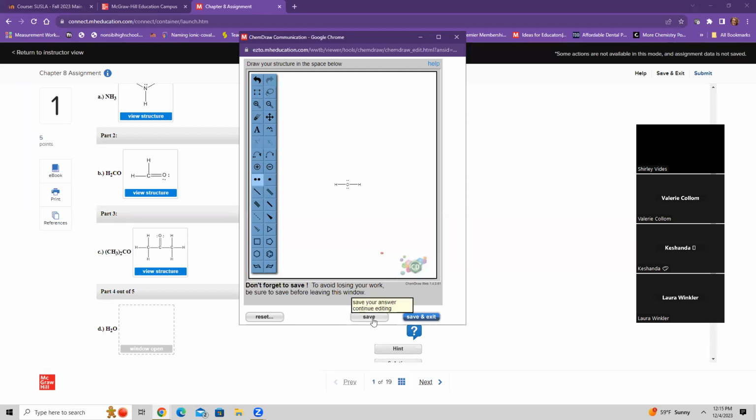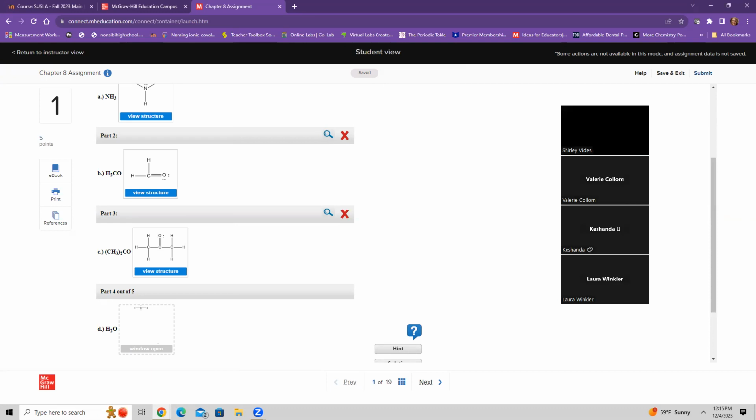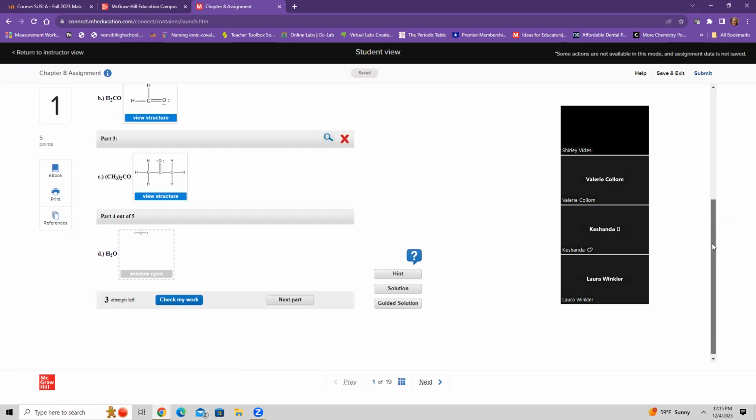There you go. Save. And let's see what that says. That's tiny. But that's okay. Save. Why did it do that weird thing? Why did it make it so tiny? Look at that. But it's fine. I'm guessing it's fine. All right, let's go to the next one.